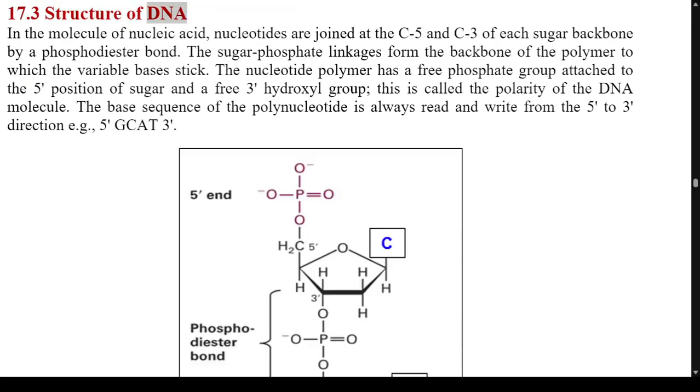17.3 Structure of DNA. In the molecule of nucleic acid, nucleotides are joined at the C5 and C3 of each sugar backbone by a phosphodiester bond. The sugar-phosphate linkages form the backbone of the polymer to which the variable bases stick. The nucleotide polymer has a free phosphate group attached to the 5 position of sugar and a free 3-hydroxyl group. This is called the polarity of the DNA molecule. The base sequence of the polynucleotide is always read and written from the 5 to 3 direction, example 5-GCAT-3.